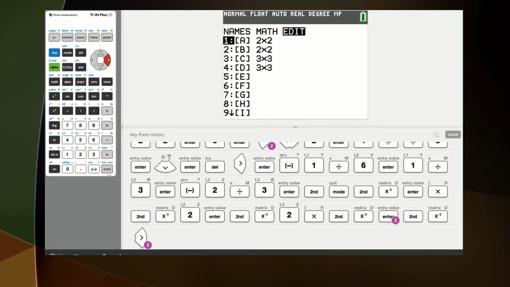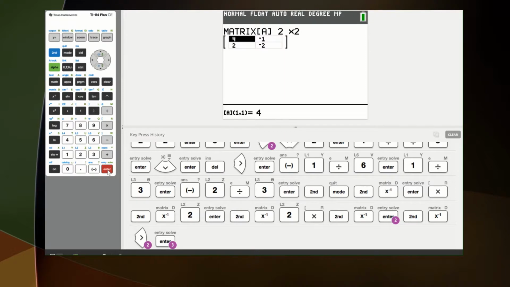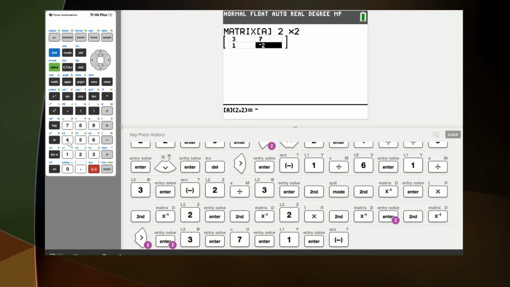We're still dealing with 2 by 2 matrices, so that's cool. And I want to enter the data from that, which is 3, if you recall, 7, and then 1, -4. All right, so there's 3, 7, 1, -4. There's my first matrix that I built.